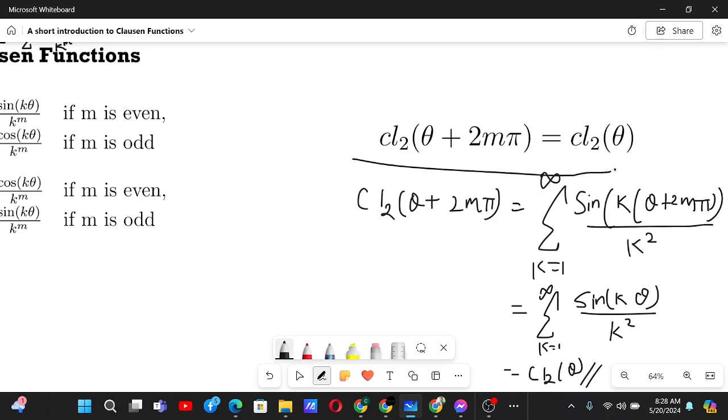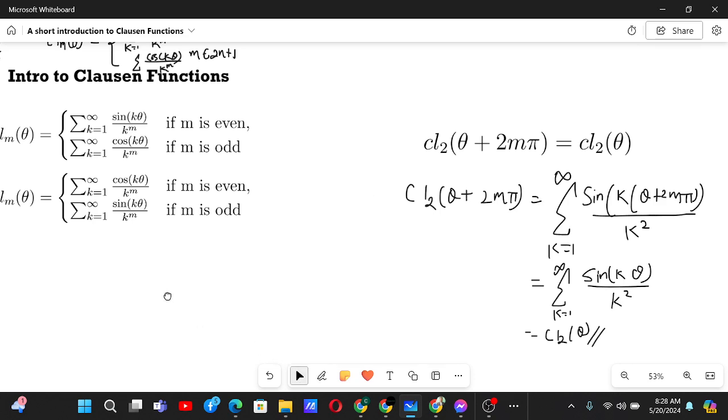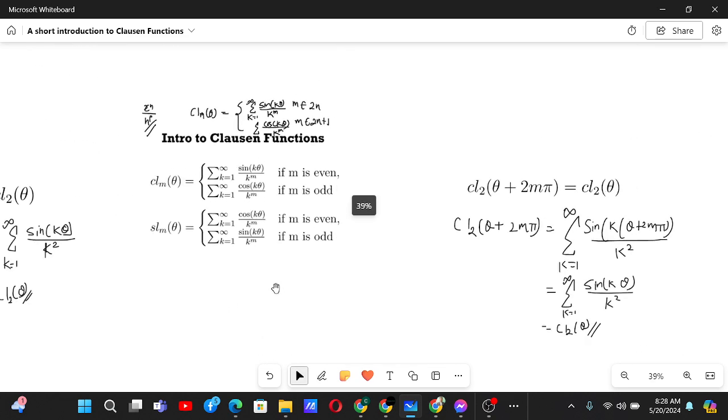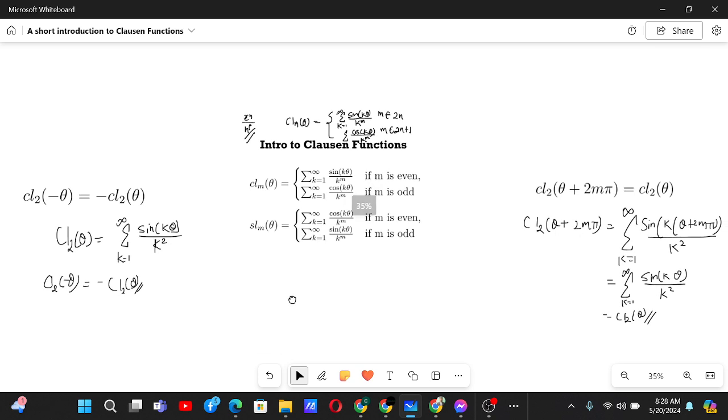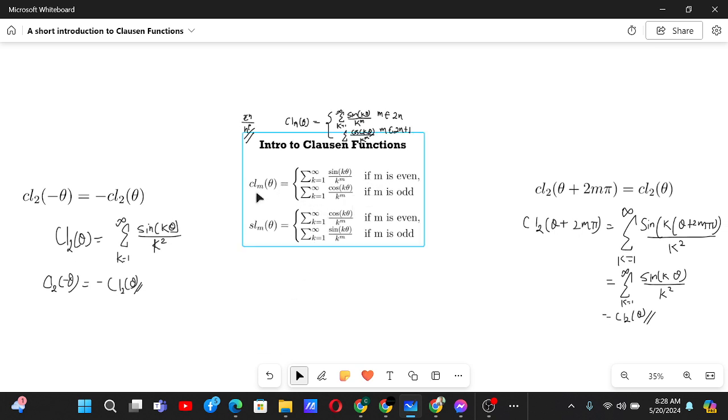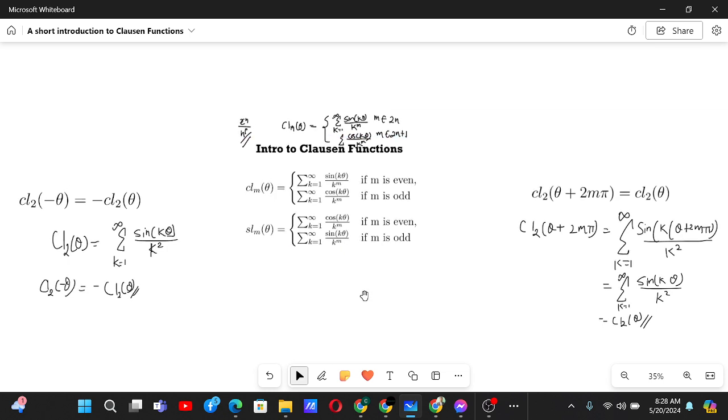These two are some simple properties of the Clausen integral function, also known as the CL_2 function, and this is the general definition of the Clausen function. In upcoming videos, we will discuss more of its properties, its derivatives, its integral form, the reflection formula, and many other things. This was just a brief intro about the definition and some simple properties.